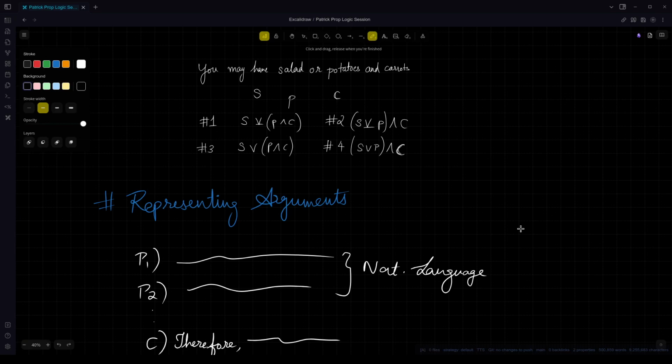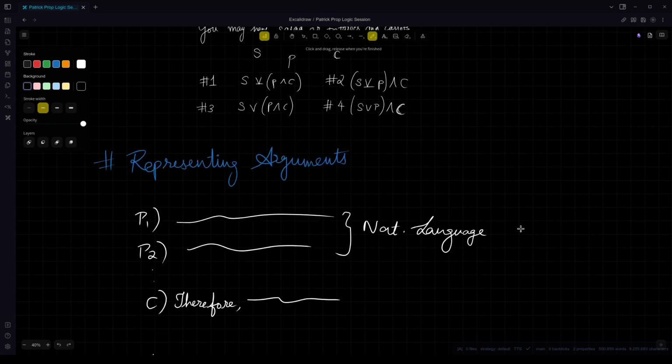And then number four is you may have salad or potatoes, so one or the other. This one is an inclusive disjunction, so you could have both of them. Again, in this case the carrots are basically guaranteed, but you can choose whether you want to take salad or potatoes with it, or you can take both. All right, great. Then we can move on.